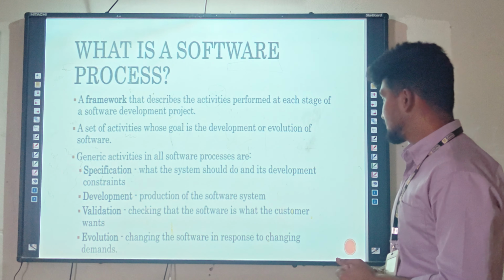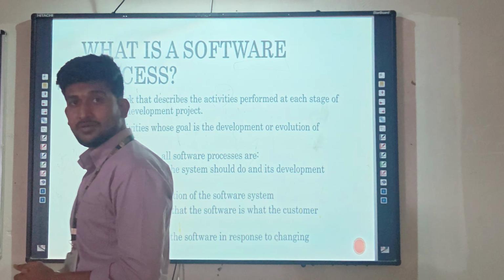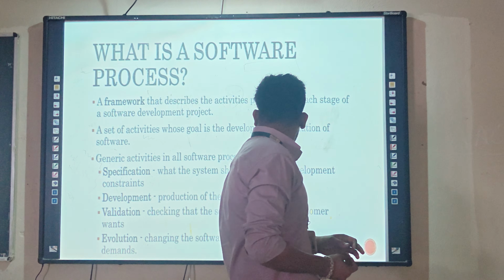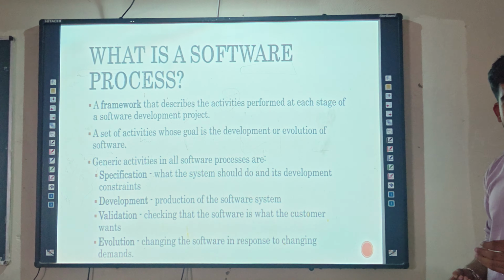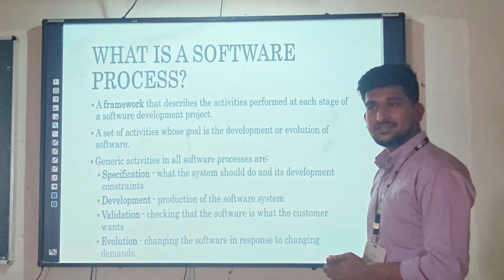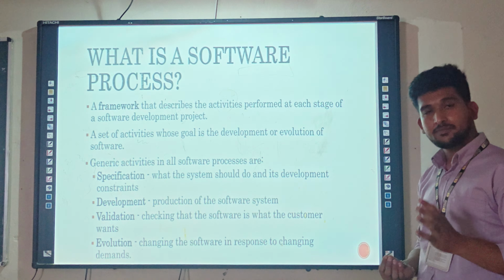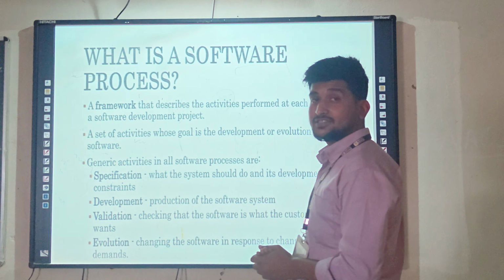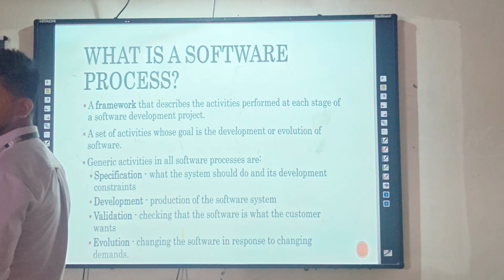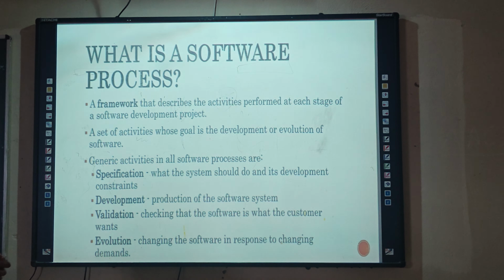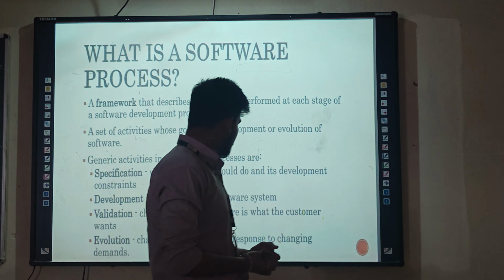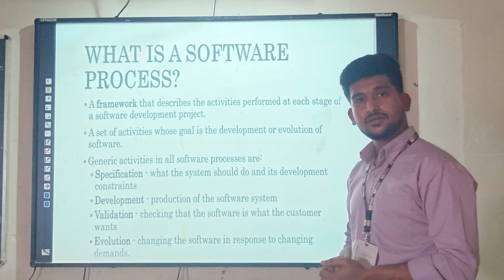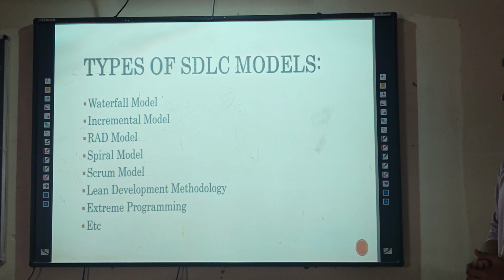First one is specification. Specification depends on the actual need of the customer, what the customer actually wants. Next is development. Development of the product is based on the needs and requirements of the customer. After that, validation. Validation is checking whether all the requirements are properly done or not. Next is evaluation. Evaluation is responsible for changing the demands according to the needs of the customer and updating the product. Next is the type of SDLC model.